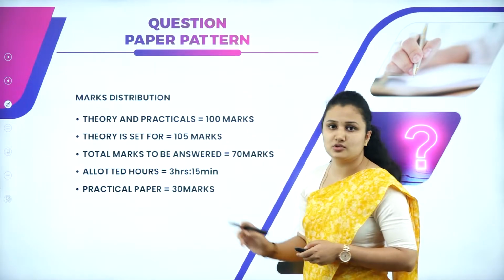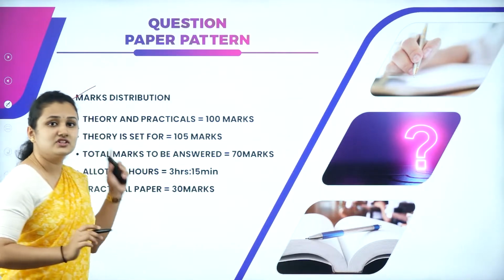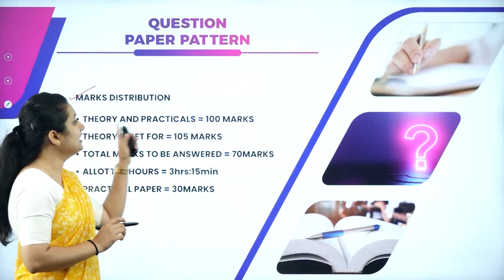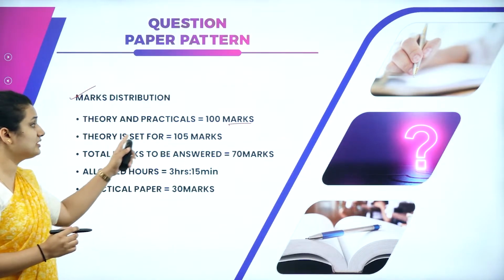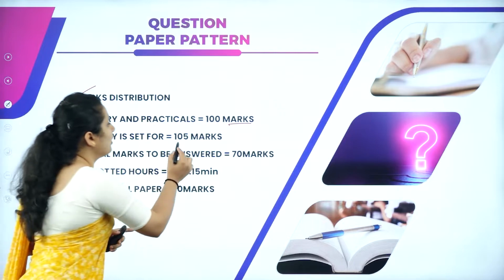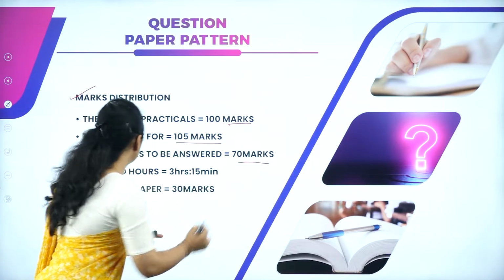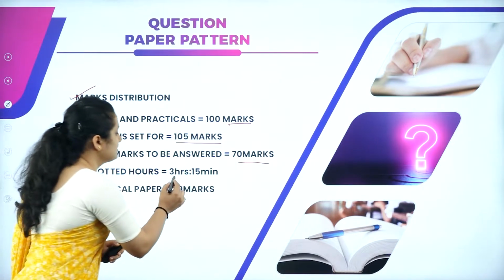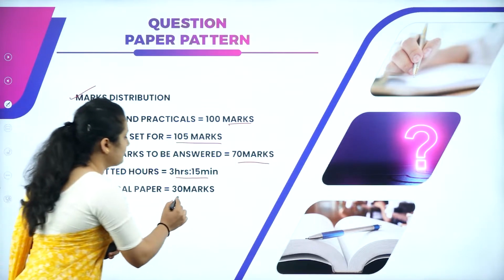So marks distribution. Coming to the marks distribution, students, listen carefully, this is very important. First, theory and practical, it is for 100 marks. Next, the theory paper is set for 105 marks. Total marks to be answered is 70 marks. Allotted hour is 3 hours 15 minutes and practical paper is for 30 marks.